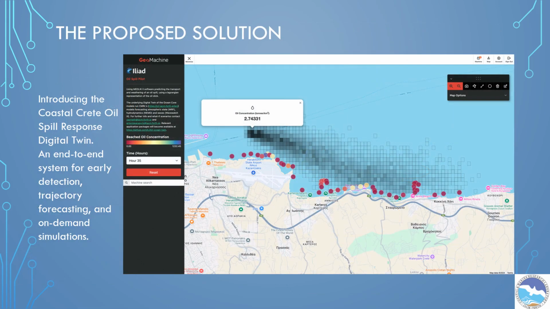The Coastal Crete Oil Spill Response Digital Twin delivers that solution. It's an end-to-end system that combines early detection, trajectory forecasting, and on-demand simulation capabilities to provide a real-time operational response to oil spills in the Cretan Sea.